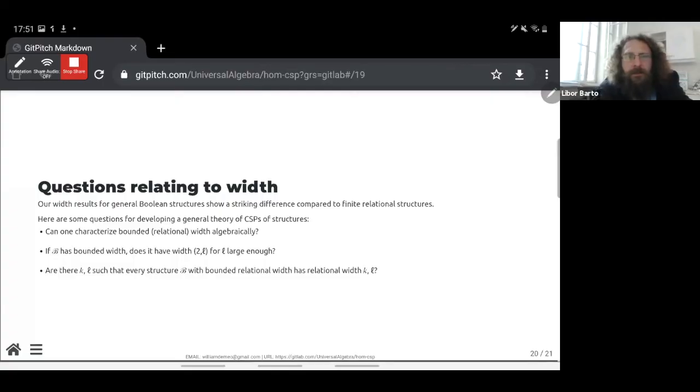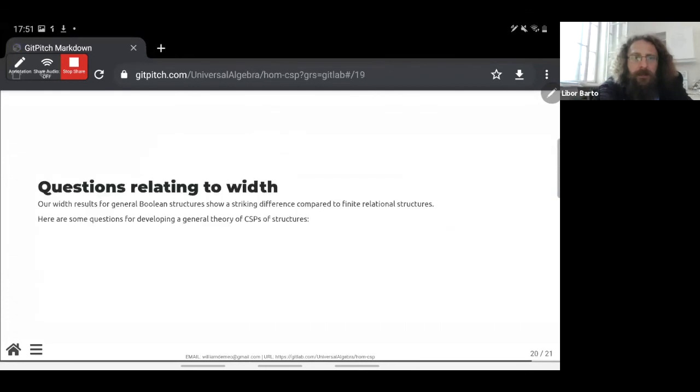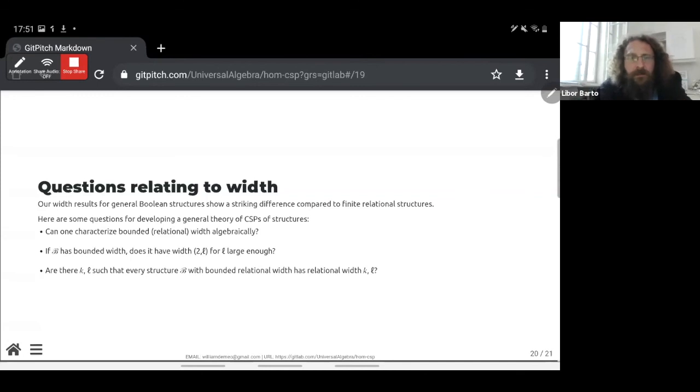Maybe let me just comment, because William told us so on this last slide. Can you put there the last slide, please, William? Yeah, so there are some questions about width. I just want to clarify why these questions are there. For relational structures in general, we know that if it has bounded width, then it has relational width 2-3. All the purely algebraic things are solvable by local consistency, so they have bounded width. But the width is strange, and they do not have provably width 2-3. It's also one thing which is in the paper. So there is no collapse of width, at least not that brutal as for relational CSPs.